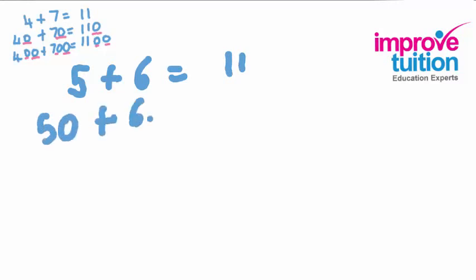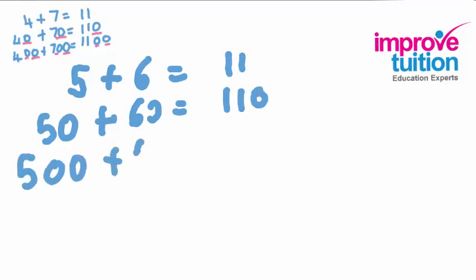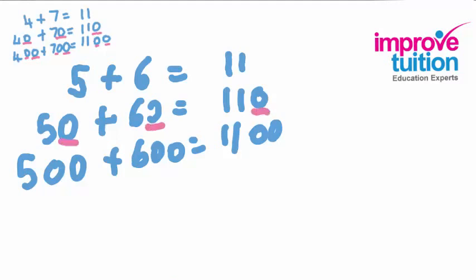If we've got 5 add 6 is 11, so 50 add 60, well 5 add 6 is 11 and add 0. 500 add 600, well 5 add 6 equals 11 and add 2 zeros. So the pattern is we're adding 0 in the second line, and in the third line we're just adding 2 zeros.